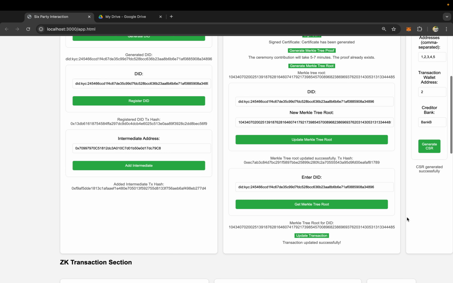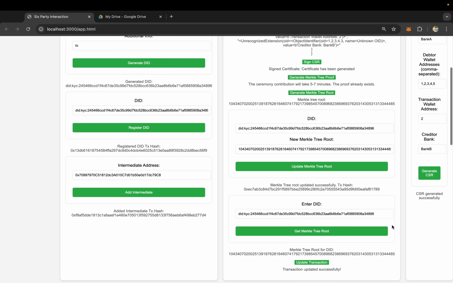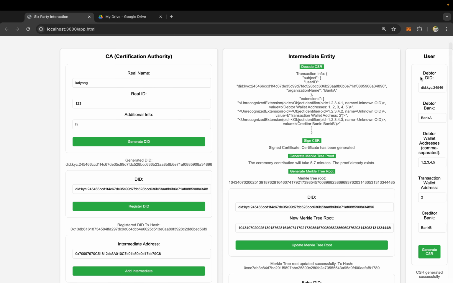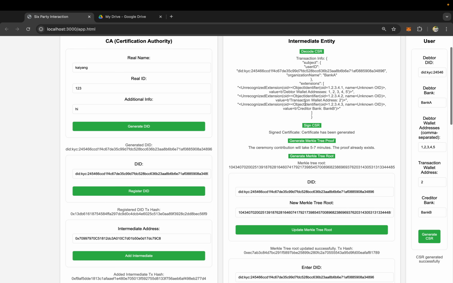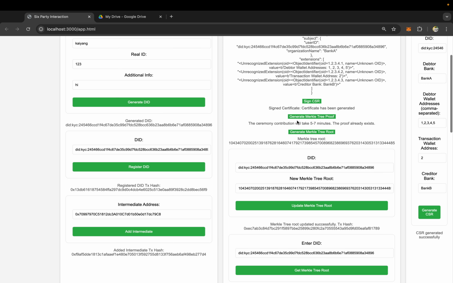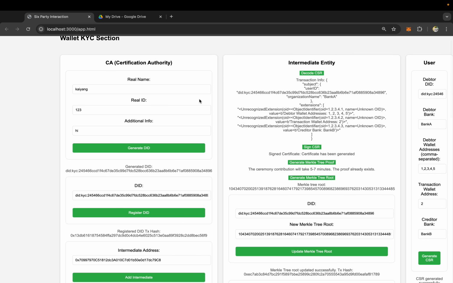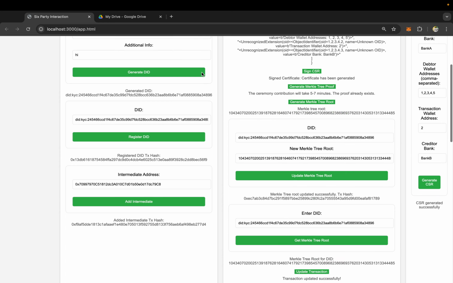Everything successfully finished. For the next transaction, the debitor with its DID should generate a new CSR and get new zkP verification files and a new certificate. So that's the whole process to finish one zkKYC and cross-border payment.